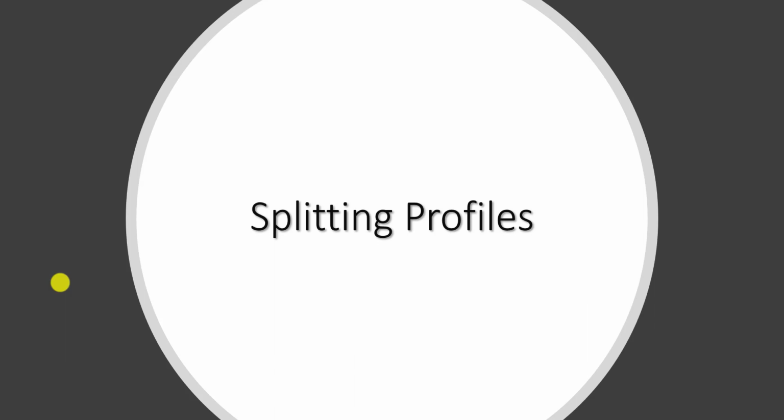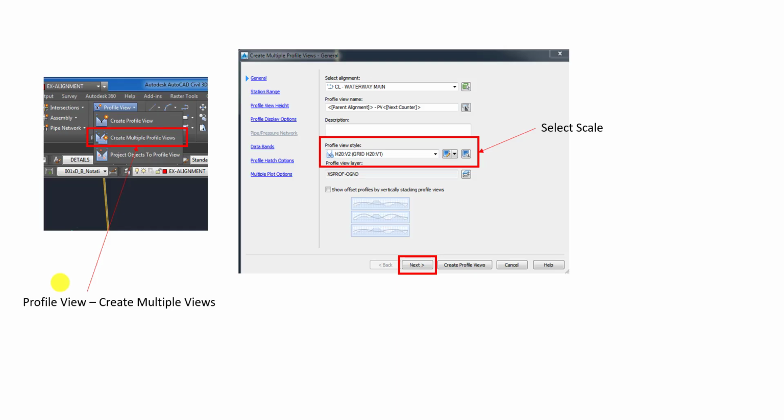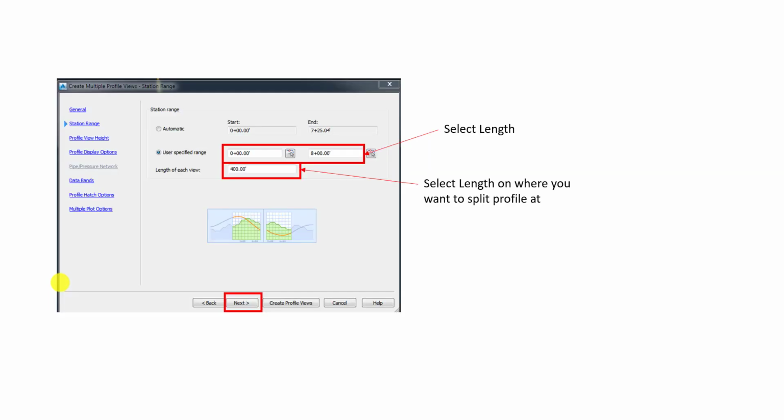So we'll now go over splitting profiles. If you've created a profile that's a little bit too long, or you can't fit a waterway on the page, then you can go ahead and split that profile. The way that's done: go to Profile View, Create Multiple Profile Views. First select the Profile View style and your alignment. In this case, we're going to select 20 vertical 2. Go ahead and hit Next.